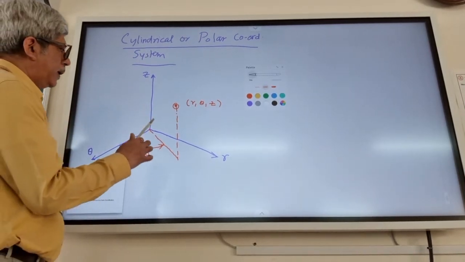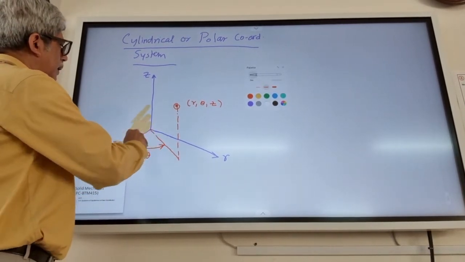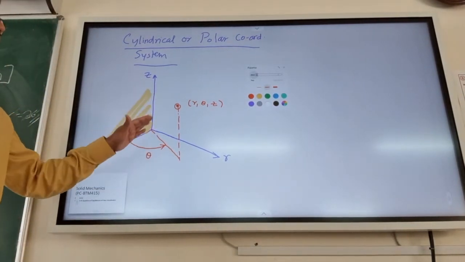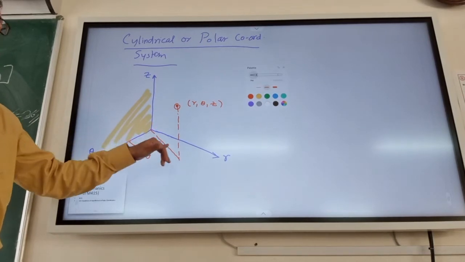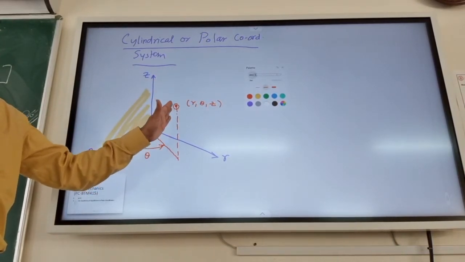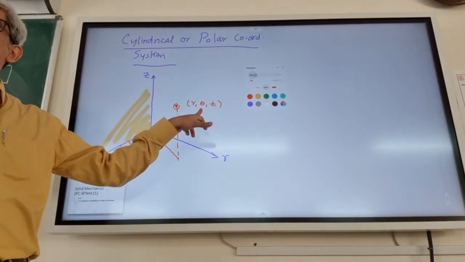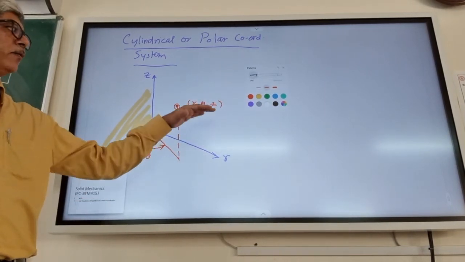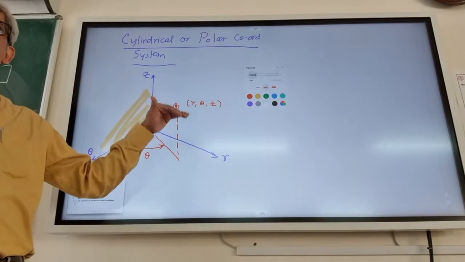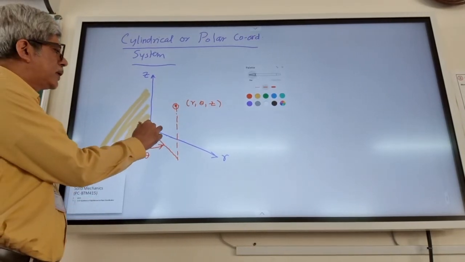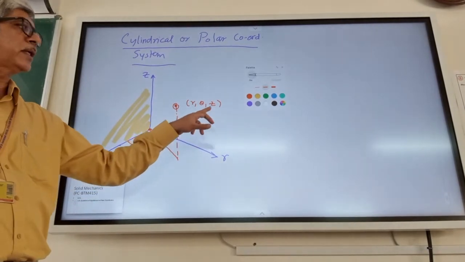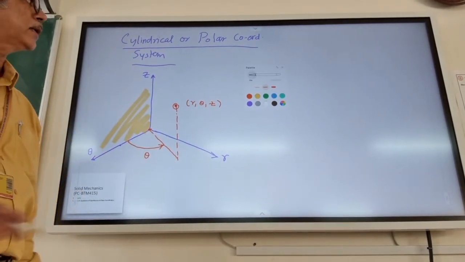So this is the plane that we are talking about. With respect to this plane, how much angle your point is making represents the theta coordinate of this particular point. And z is the elevation of this particular point from the origin of your coordinate system. So with respect to the origin, how much up or down this point is is represented by this z coordinate.